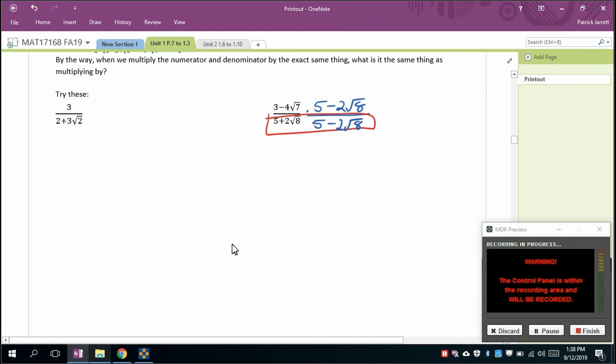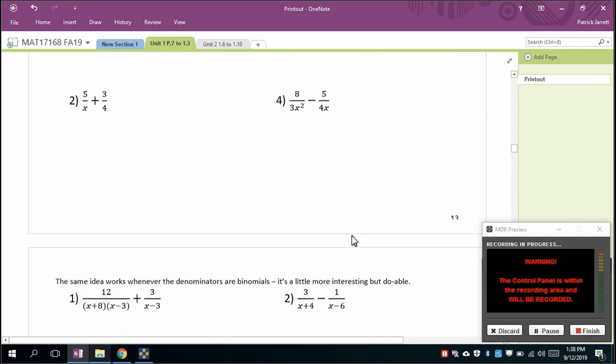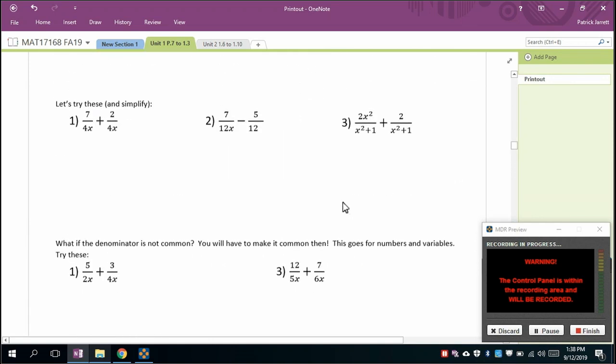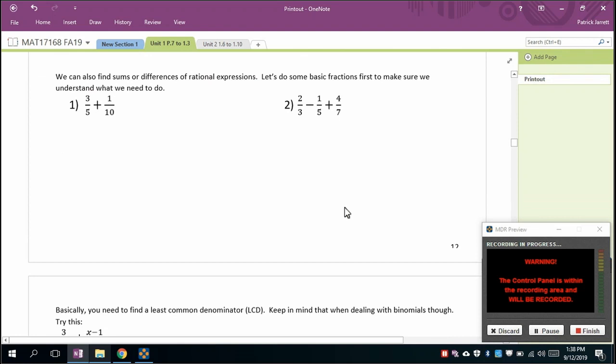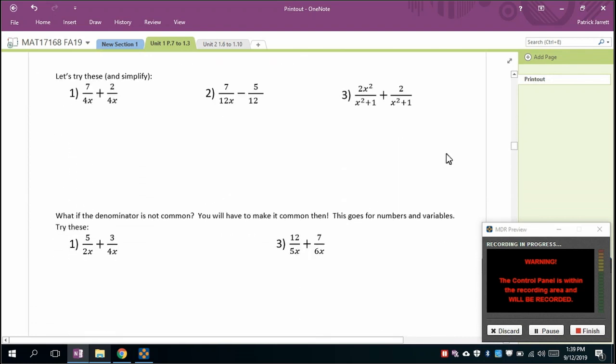And I'm not going to give you one like that, because the purpose of doing this is that it's going to help you when you get to unit 3 with imaginary numbers. So, yeah, fractions and all that good stuff. So we're now going to hit page 12, 13.